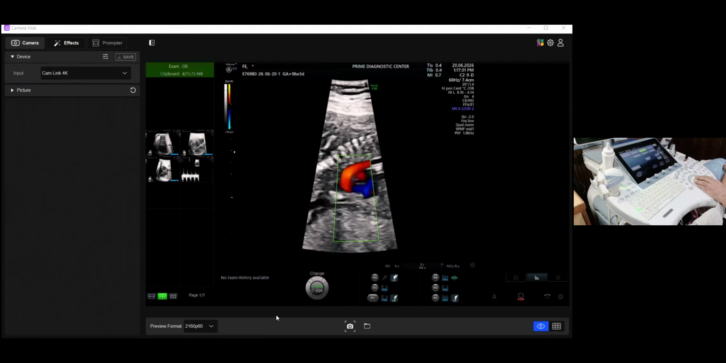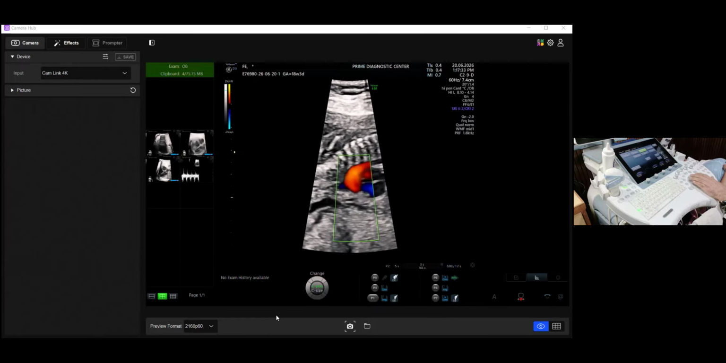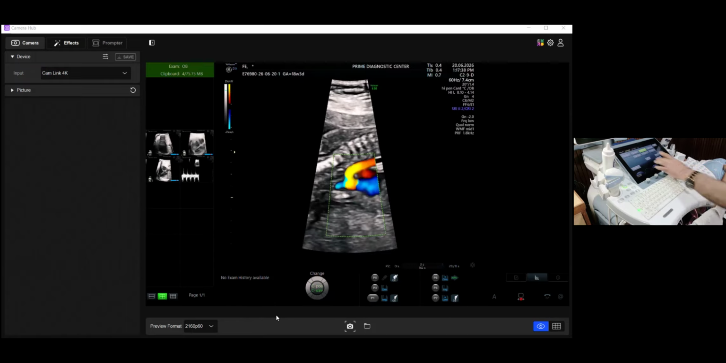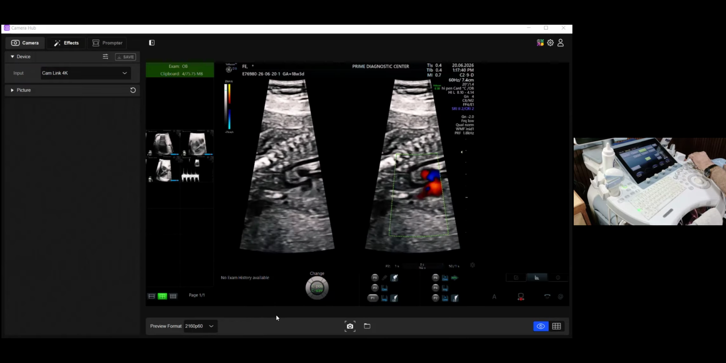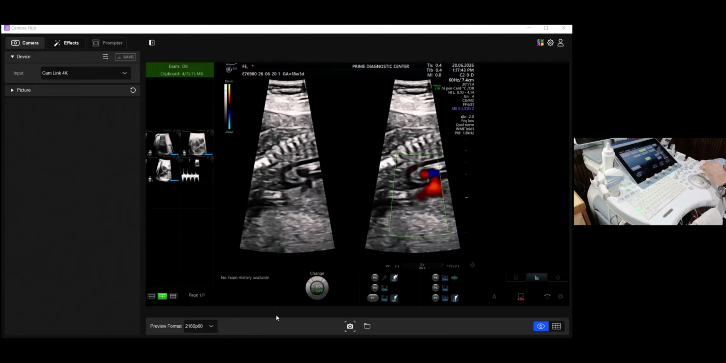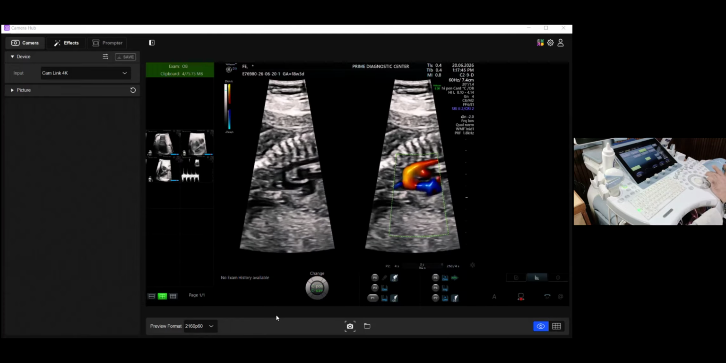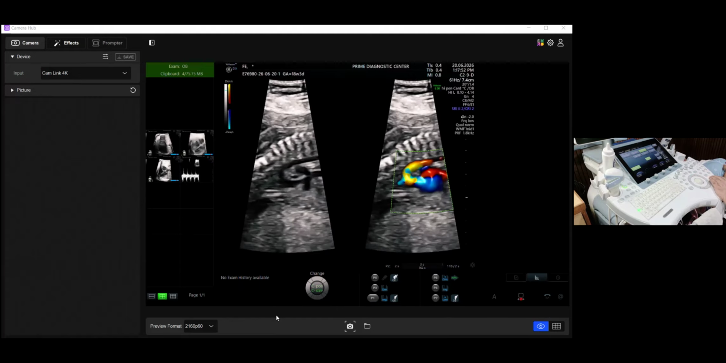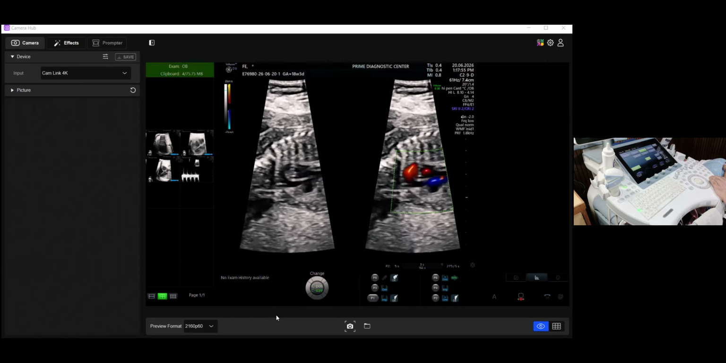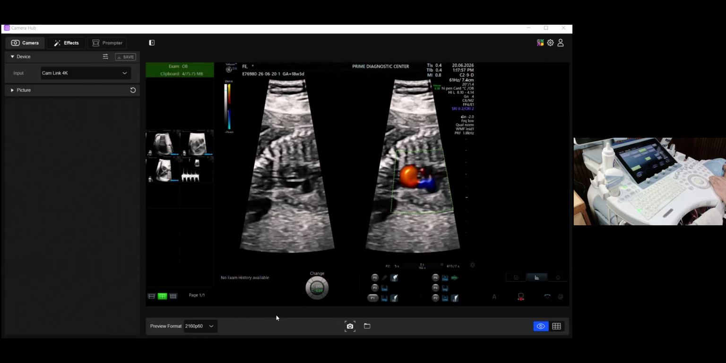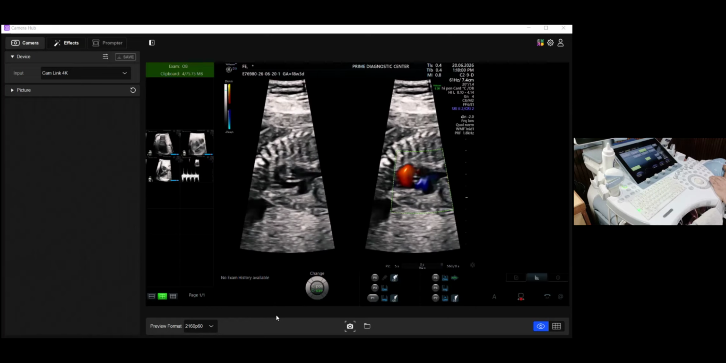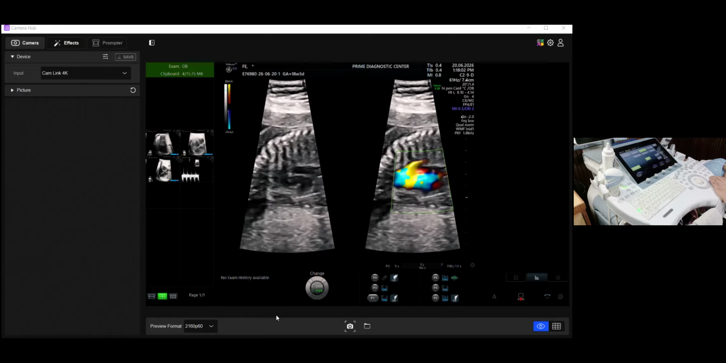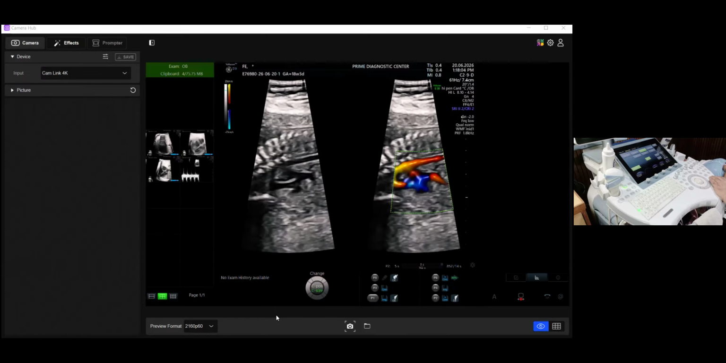Yeah, so that is an aortic arch, and that is one of the extended views that you see, and side by side reduce the depth slightly, okay, and then you can do all this fancy stuff. So that is the aorta, and I have to move in a slightly different direction to get the ductal arch.